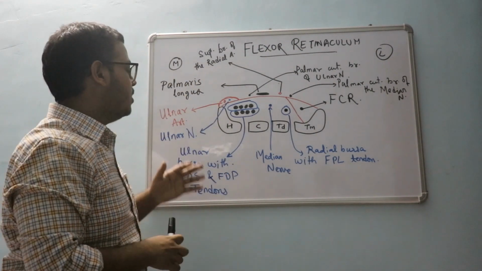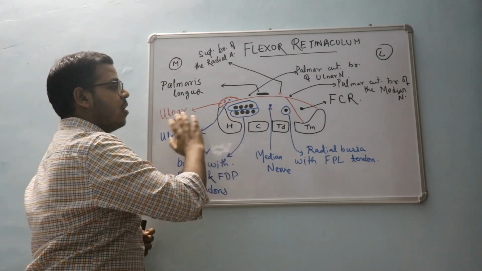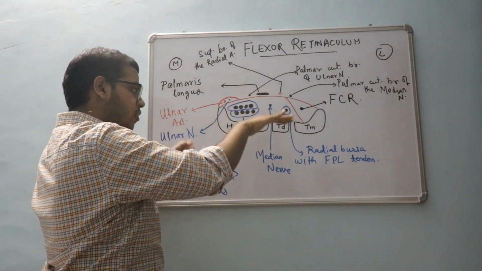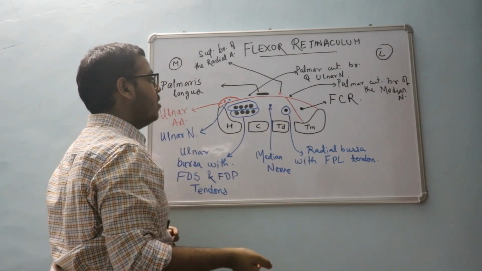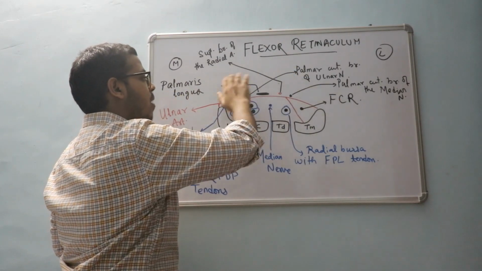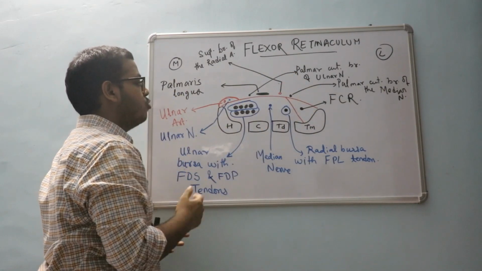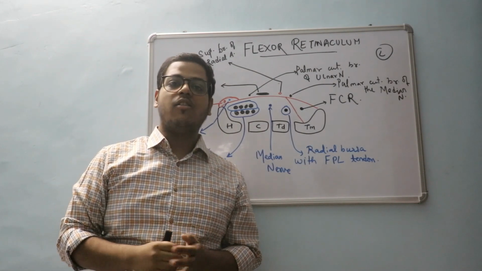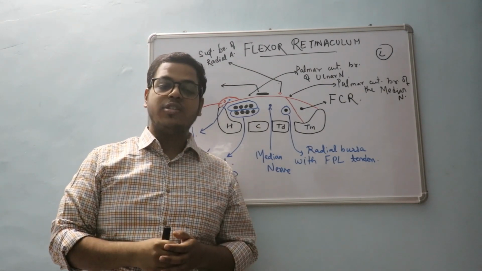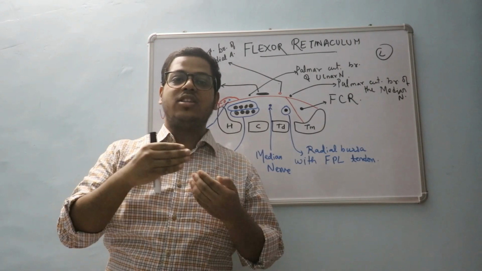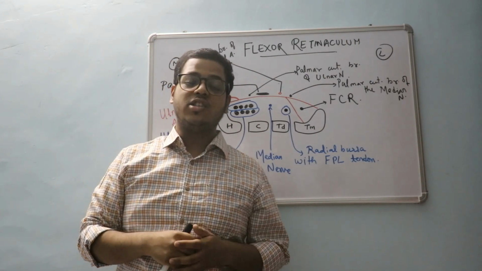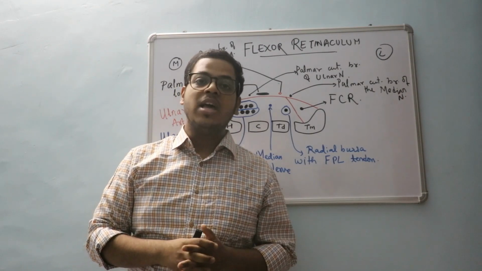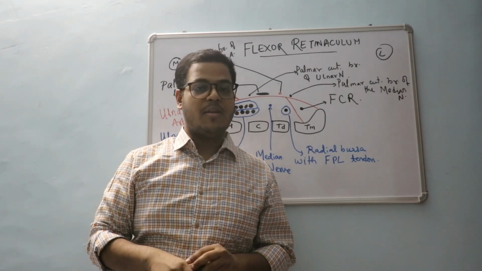Okay, so these are the structures that pass below the flexor retinaculum in the carpal tunnel, and the structures that pass superficial to the flexor retinaculum. We also have already discussed the cubital fossa, its boundaries, its floor, its roof, the contents, the tendon structures, everything about the cubital fossa and the flexor retinaculum relations in a proper diagrammatic form.